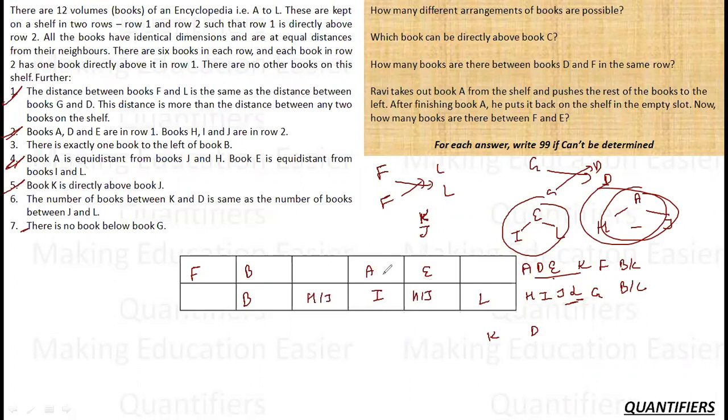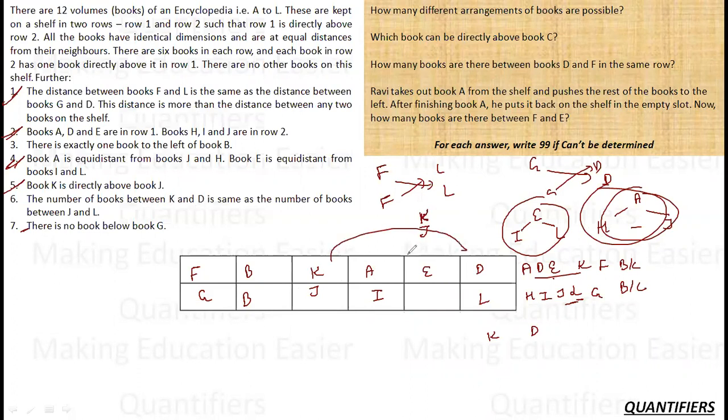But I know that K has to be above J, which means that J has to be at this place. So J is at this place, K is at this place. Okay, so this is again sorted. Now, what are the two variables left? I have to place G and D diagonally. Can I place it like this? G and D.